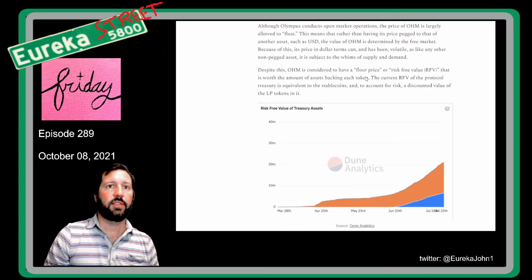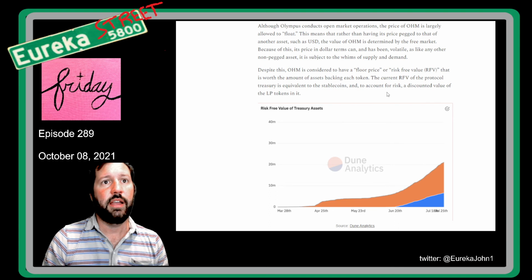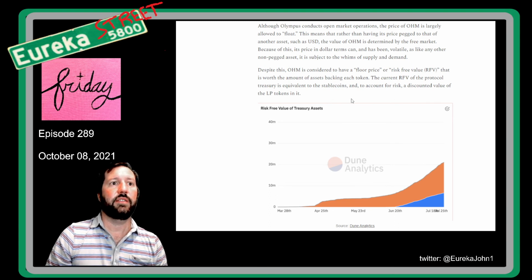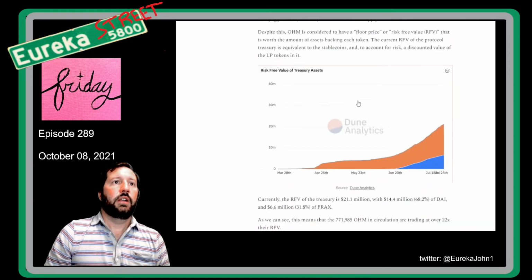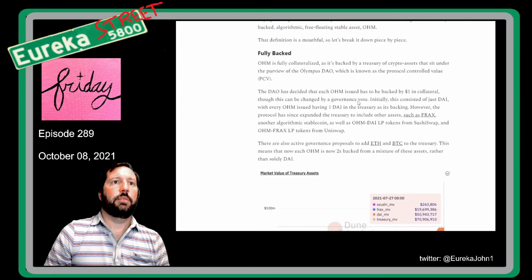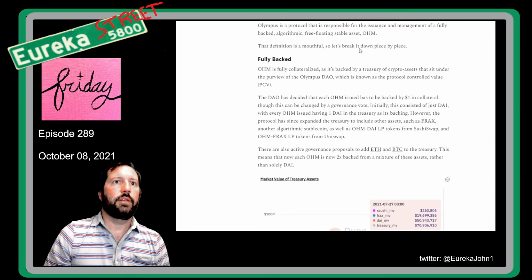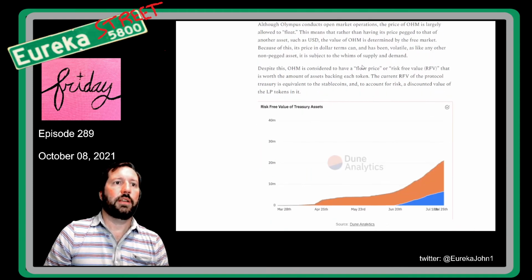Despite this, Ohm is considered to have a quote-unquote floor price or risk-free value, RFV, that is worth the amount of assets backing each token. The current RFV of the protocol treasury is equivalent to the stablecoins, and, to account for the risk, a discounted value of the liquidity pool tokens in it. Okay, so we went over fully backed, algorithmic, and free floating.